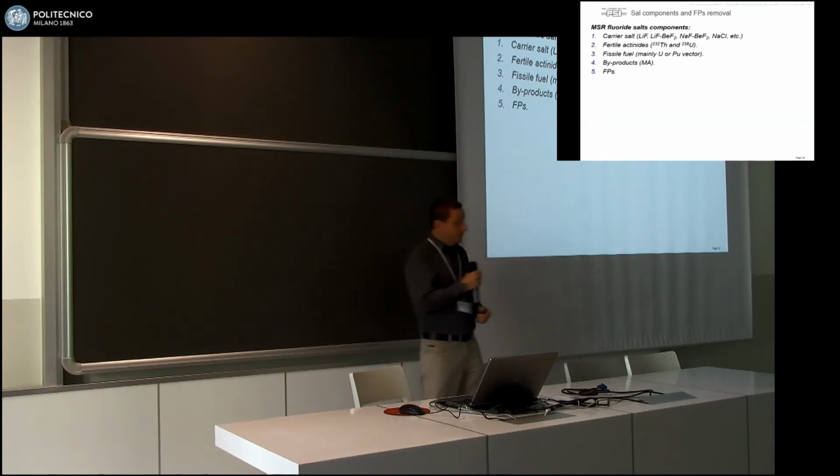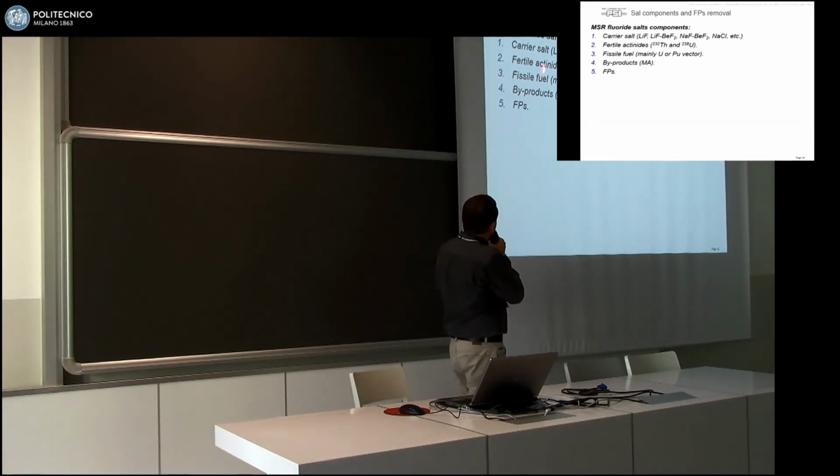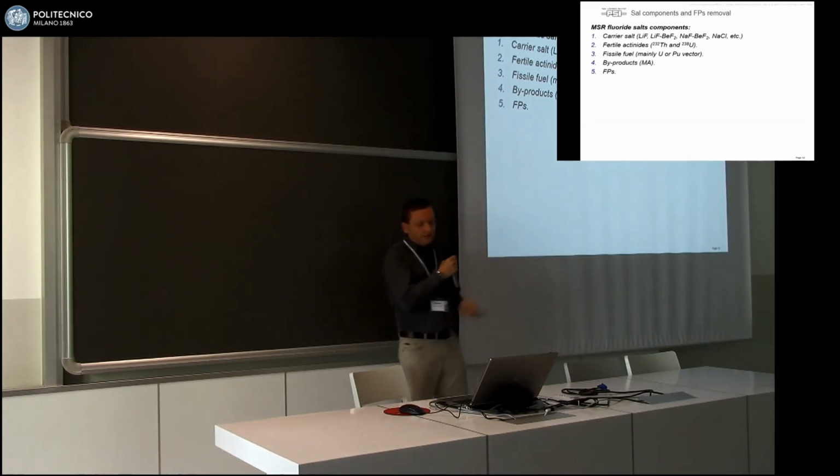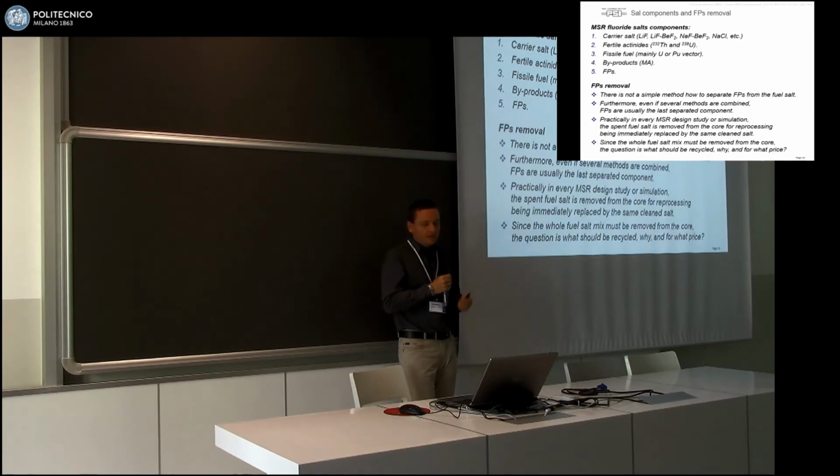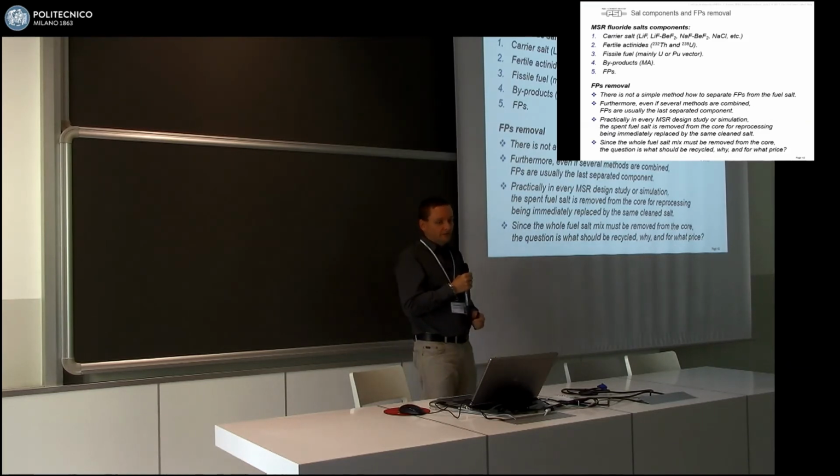Now, the components of the salt are the carrier salt, the fertile actinides, the fissile actinides, and the byproducts, the minor actinides. We are fine with them, they can stay in the core, just the fission products are disturbing. But if you want to remove them, usually it's the last component which goes out from the salt. You can use several different methods, but usually the fission products are one of the last getting out of the salt.